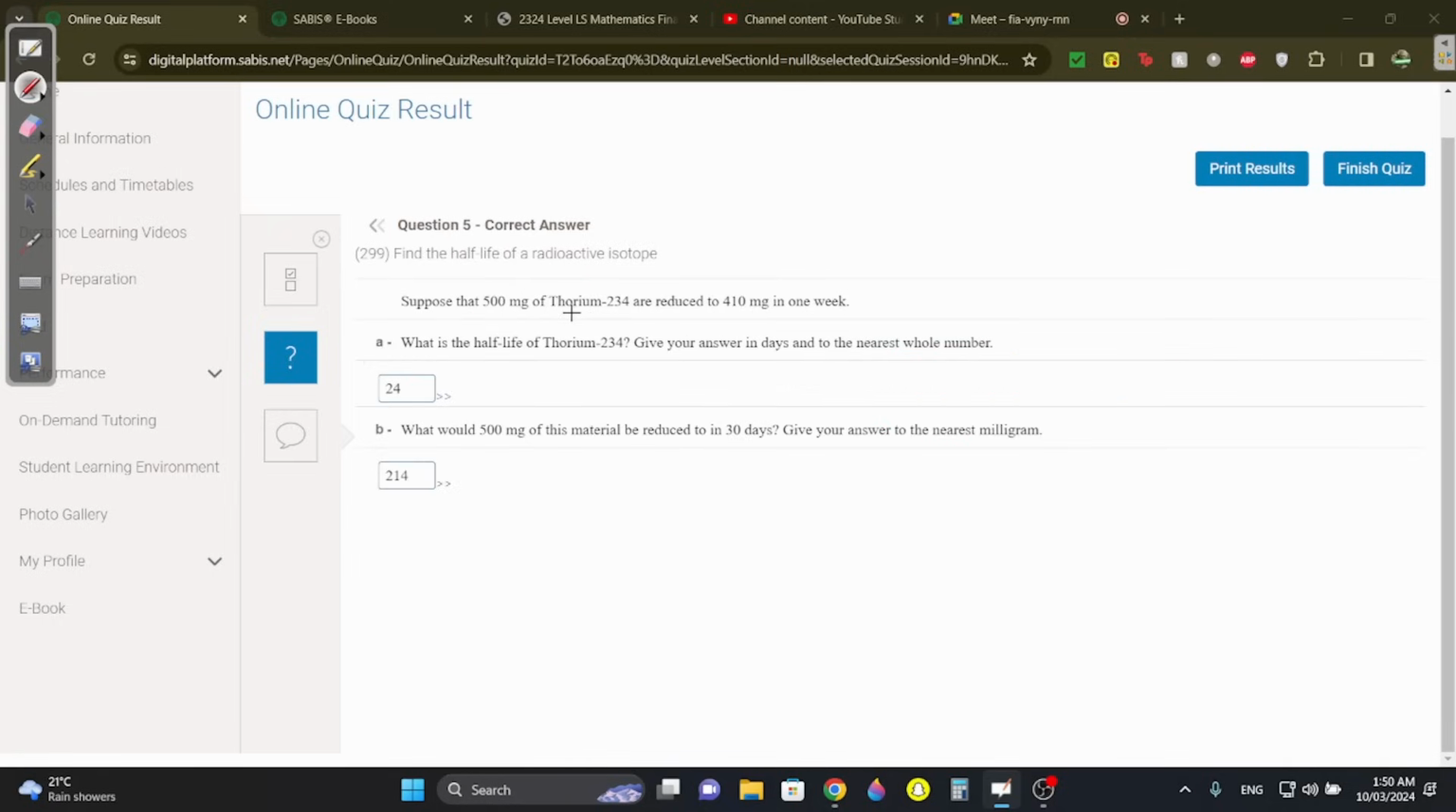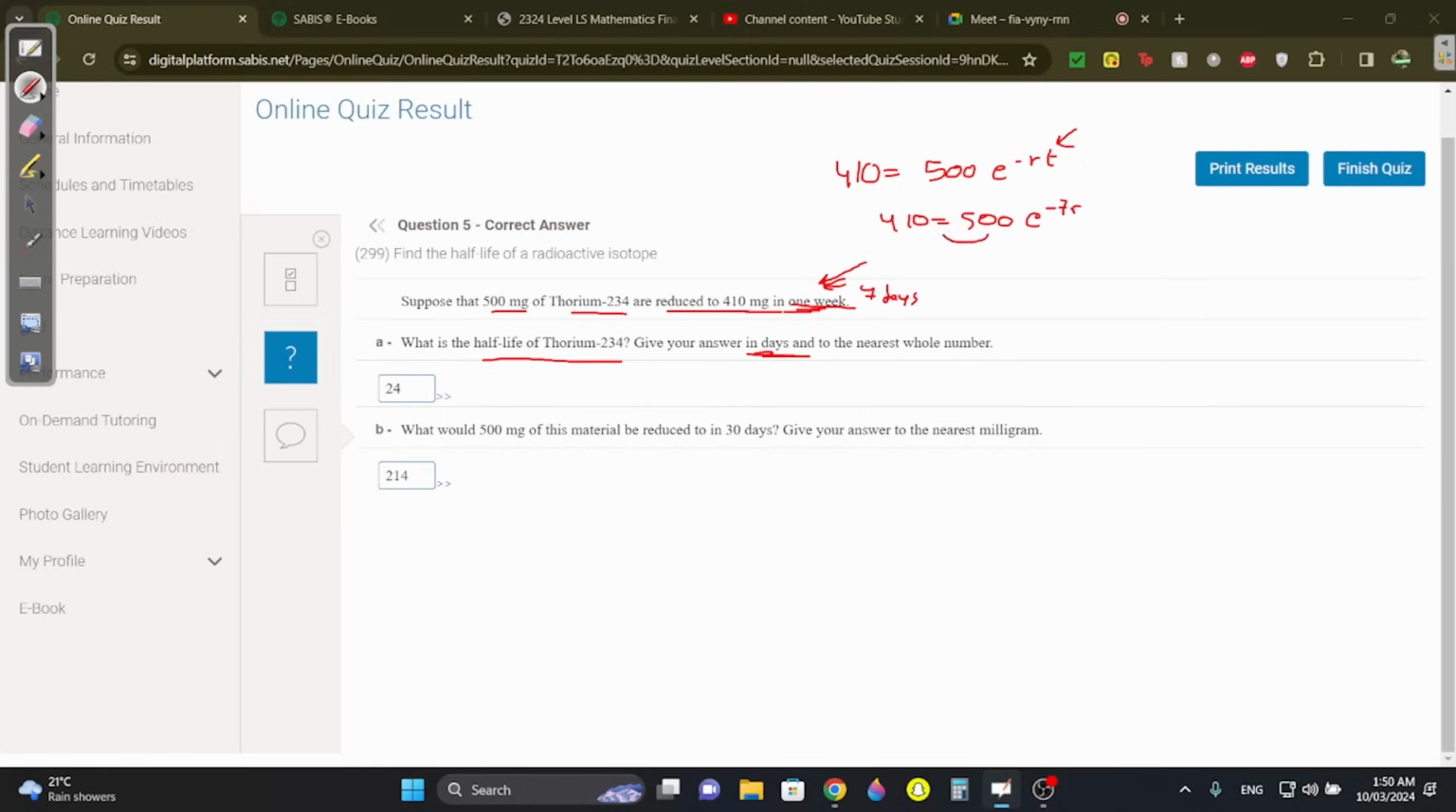Okay, question 5. Suppose that 500 milligrams of thorium-234 are reduced to 410 in 1 week. What is the half-life of thorium-234? First of all, to find the half-life, which is a time, you need to find the rate of decay. So we know that 500 went to 410 in 1 week. The final, 410, equals the initial, which was 500, times e to the power of minus rt. The time is 1 week, and we want it in days, so it should be 7 days. So 410 equals 500 e to the power of minus 7r.